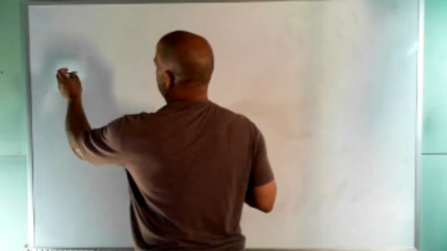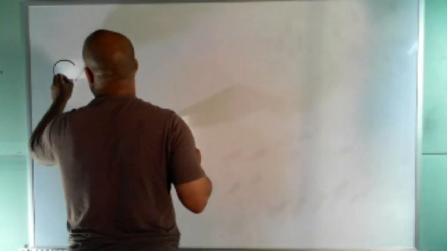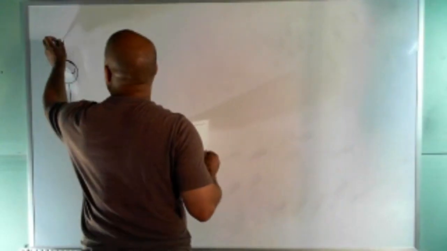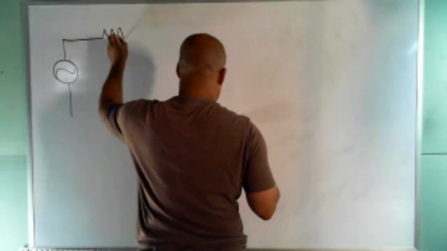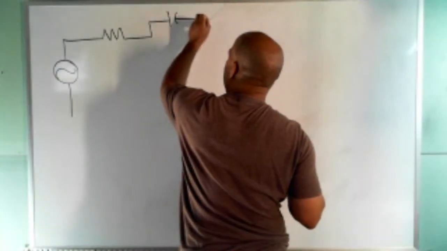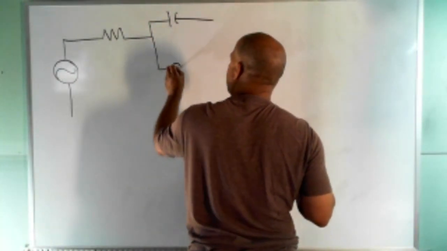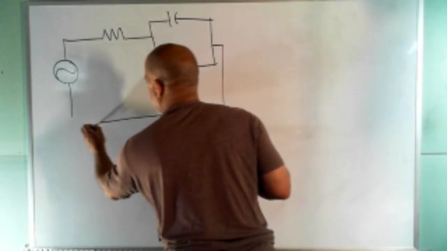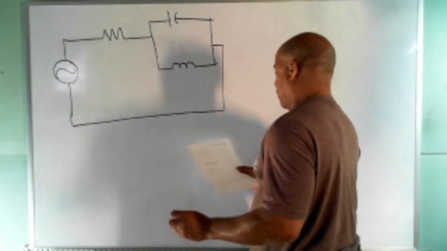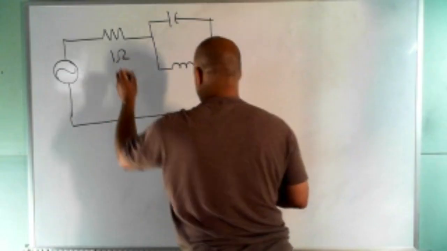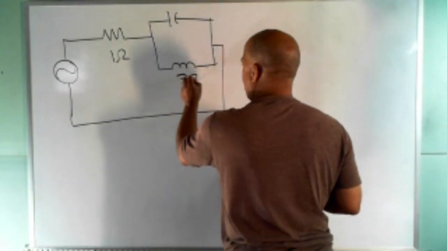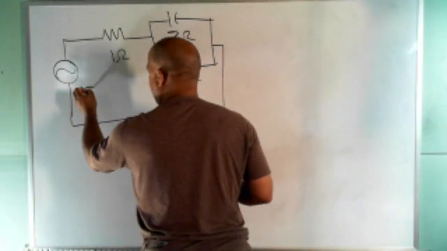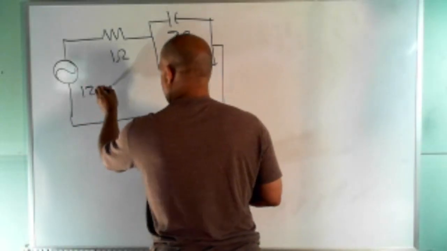I'll put it over here. We don't need this. So here it is if you didn't download it. We have a resistor. We have a capacitor. We have an inductor. It tells us the resistor is 1 ohm. It tells us this is 3 ohms. And this is 2 ohms. They give us this over here, 100 volts, angle 0 degrees.